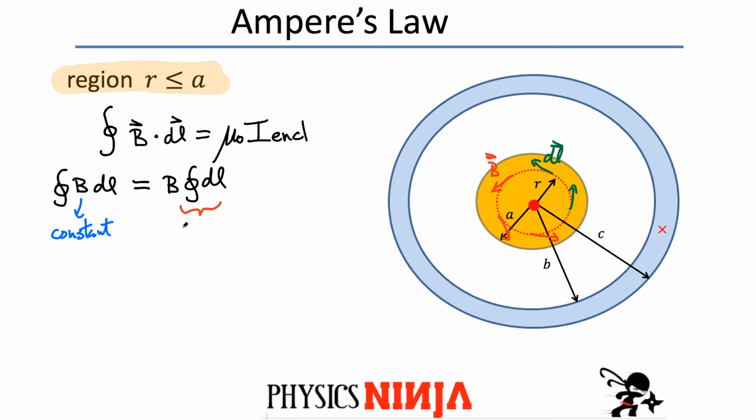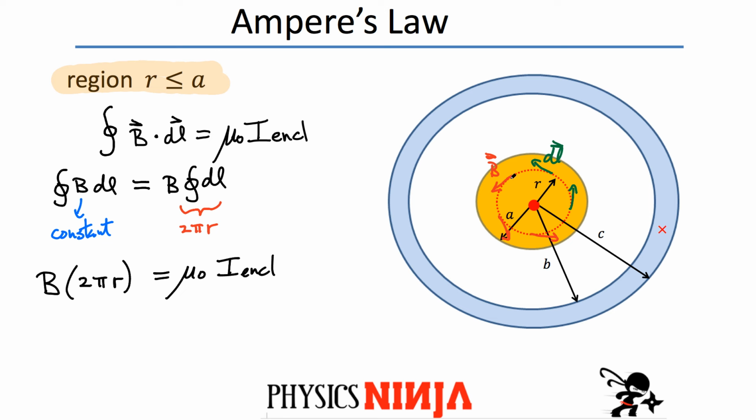So that is simply the circumference, which in this case is going to be 2 pi times the radius of that Amperean loop. So at the end, for any object with cylindrical symmetry, the left-hand side of Ampere's law always looks the same. It's the magnitude of the field times 2 pi r, which is the circumference of that loop. So this term is always going to look the same for all of the different cases we're going to look at here. That equals mu 0 multiplied by the current enclosed.